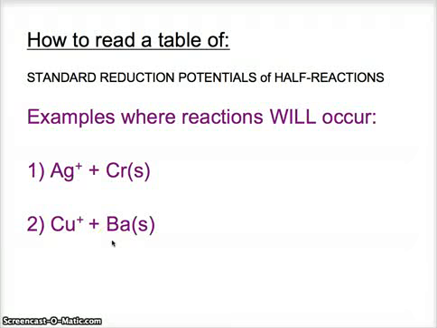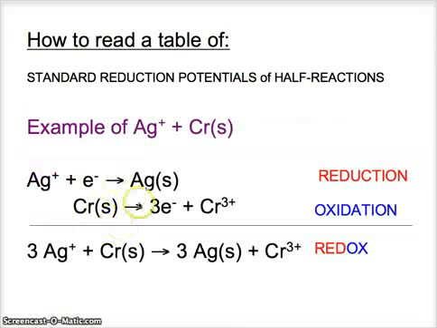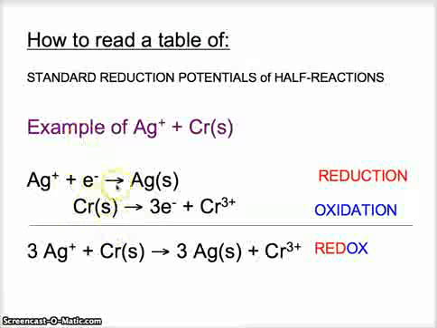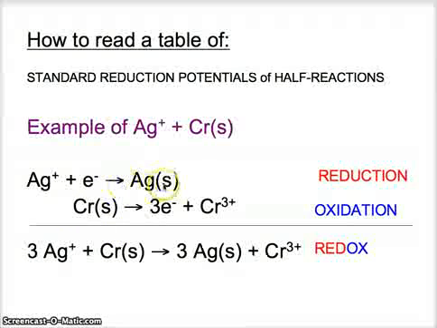So what does that mean, there will be a reaction? An example of our silver and our chromium: the first half reaction you see is silver. This is a reduction reaction. The second half reaction is chromium. This is an oxidation reaction. When you add these two reactions together, you get our full reaction, which is called the redox reaction.